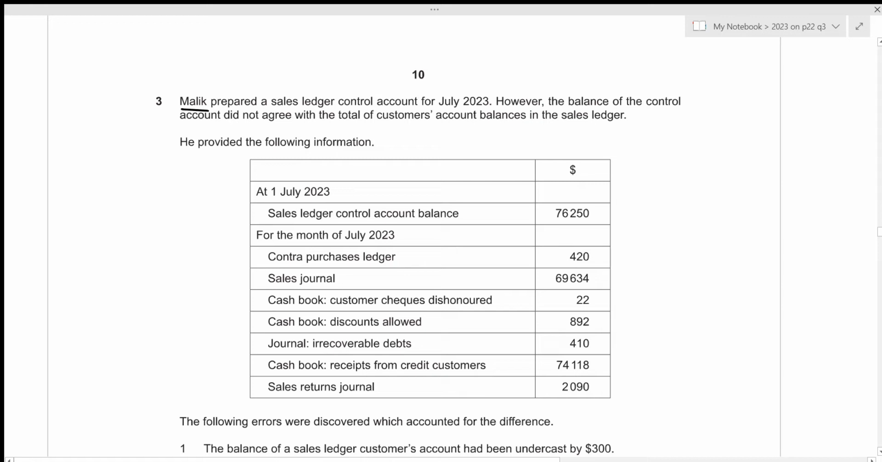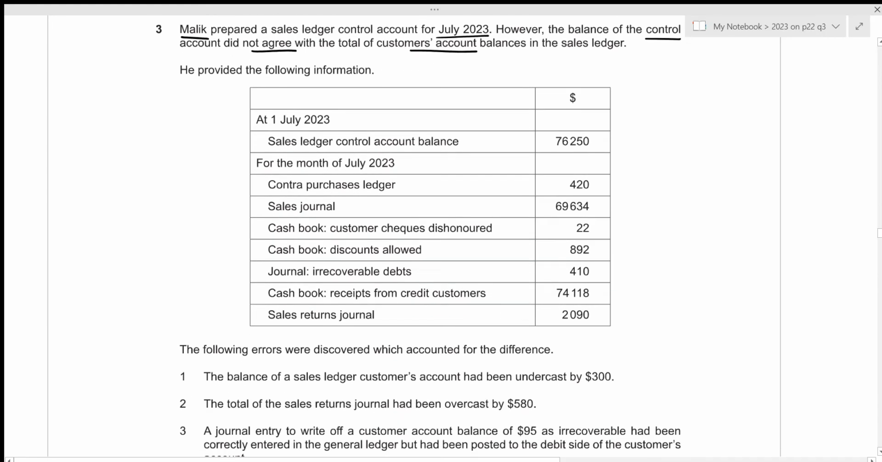Malik prepared a sales ledger control account for July 2023. However, the balance of the control account did not agree with the total of the customer's account balances in the sales ledger. He provided the following information. We are given the sales ledger control account balance at the opening date. For the month of July 2023, we are given the contra for purchases ledger. We are given the sales journal value. We are given the cash book for the customer checks dishonored, cash book for discounts allowed. Then we are given journal for irrecoverable debts. We are given the cash book for receipts from credit customers as well as the sales returns journal.